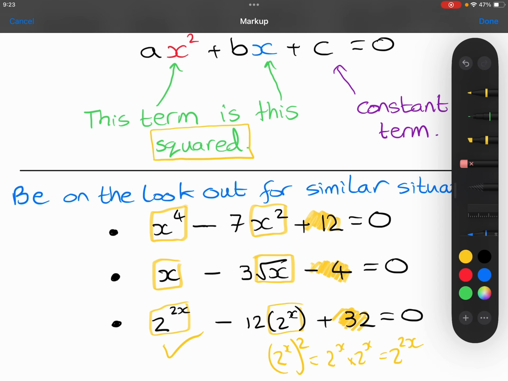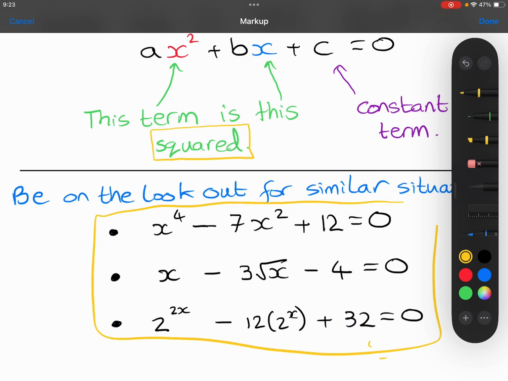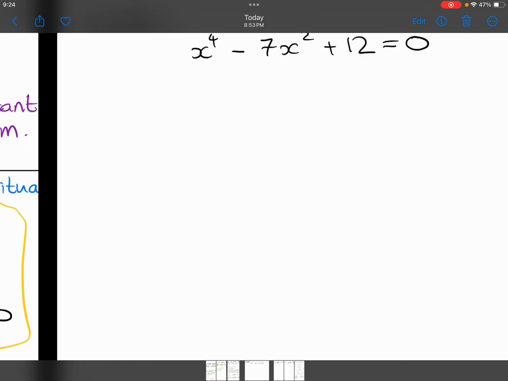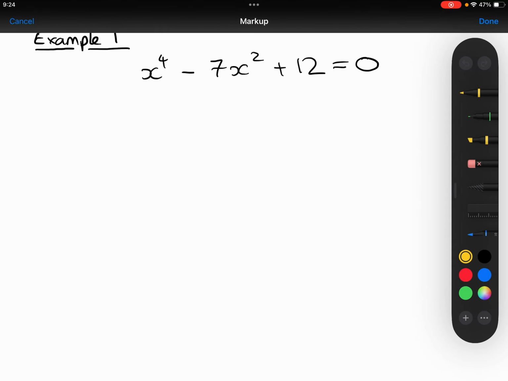So we should be on the lookout for situations like these because we can actually turn all of these equations into quadratics to solve them. And we're going to do that by making a substitution. Let's go through it. I'm actually going to do 4 different examples here.